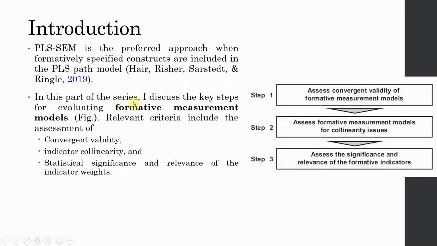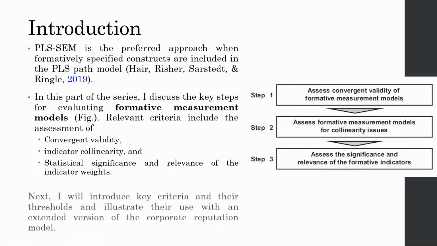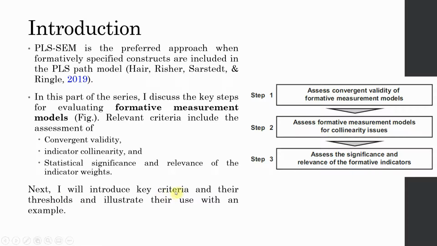In this part of the series, I discuss the key steps for evaluating a formative measurement model. Now, the relevant criteria can include convergent validity, indicator collinearity, and statistical significance and relevance of the indicator weights. Now, these are the steps that we use in evaluating a formative measurement model. Next, I will introduce key criteria and their thresholds and illustrate their use with an example.